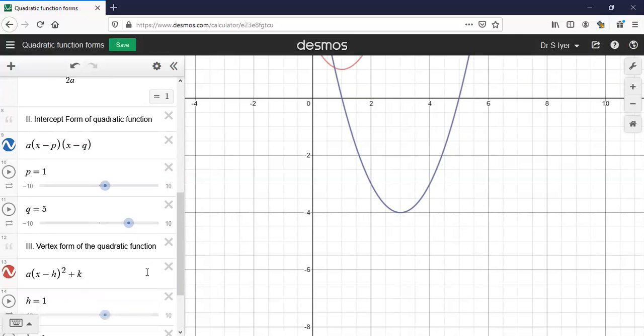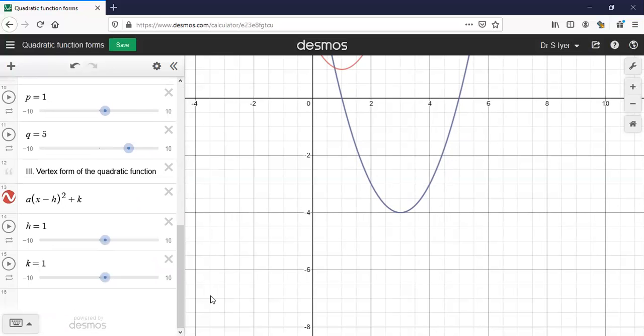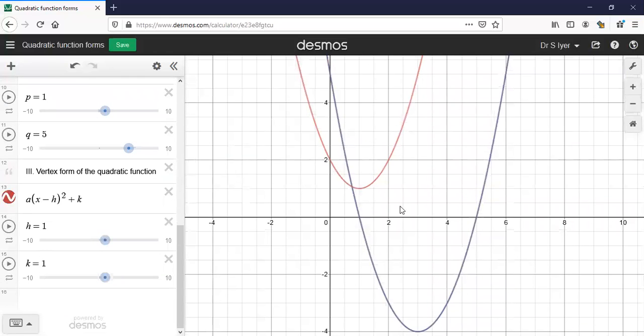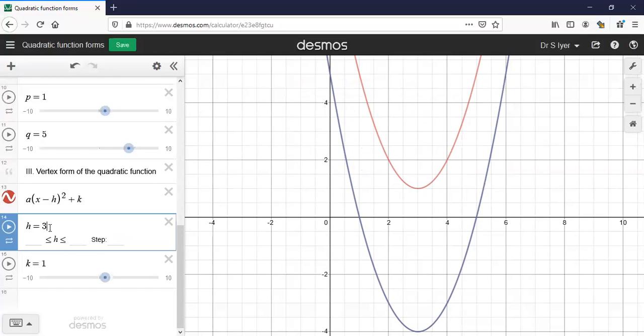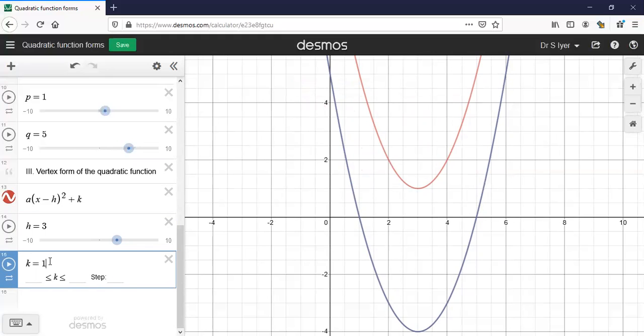I'm going to add the sliders for h and k. And you'll notice that I now have a parabola that's here. And you'll notice that the vertex of this parabola is at the point 1, 1. Let me change this and show you what happens. I'm going to make the value of h as 3. Notice what happened. The parabola is now shifted from this point where the vertex was, the point 1, 1, to now being 3, 1. So h, the value of h, represents the x coordinate of the vertex. And likewise, the value of k represents the y coordinate of the vertex.